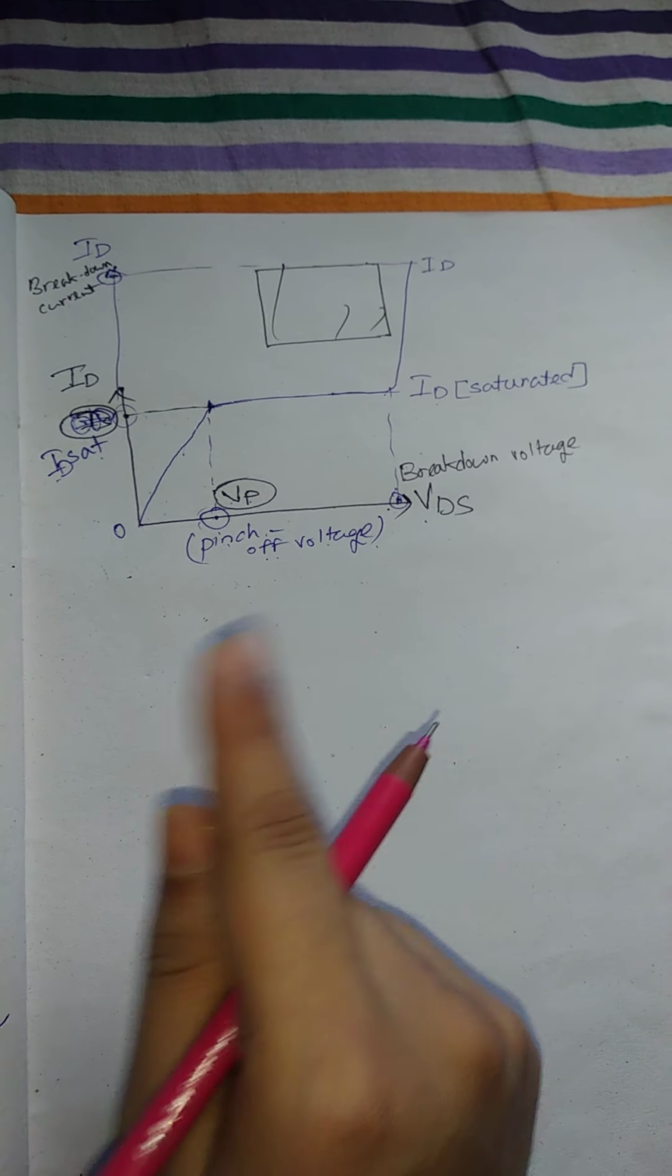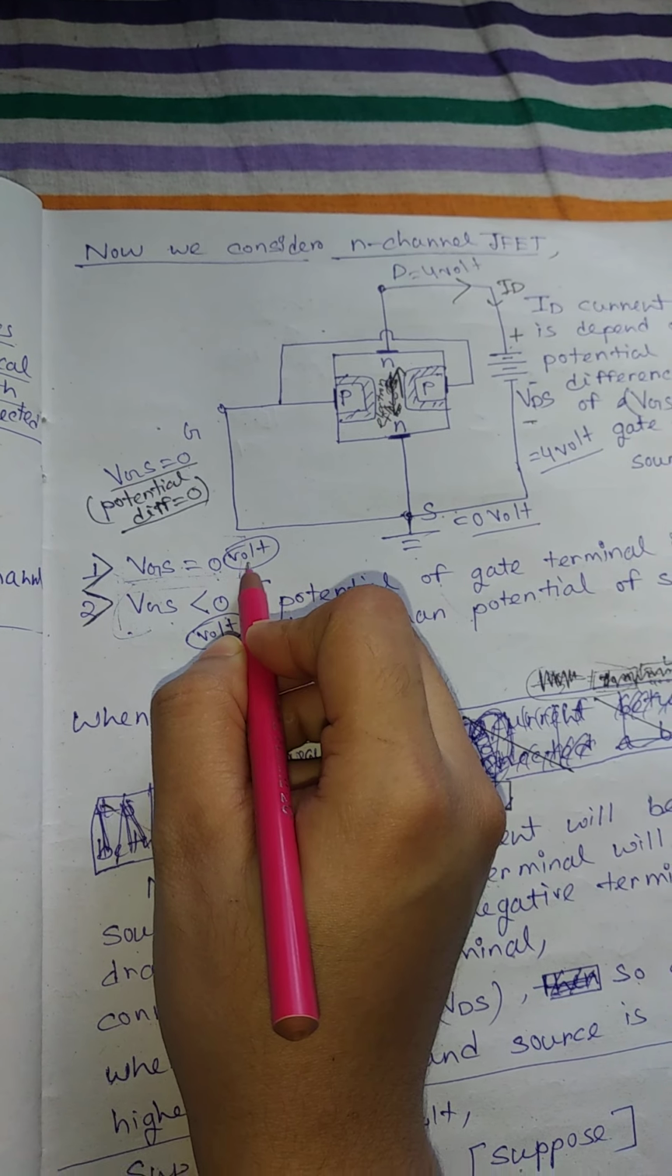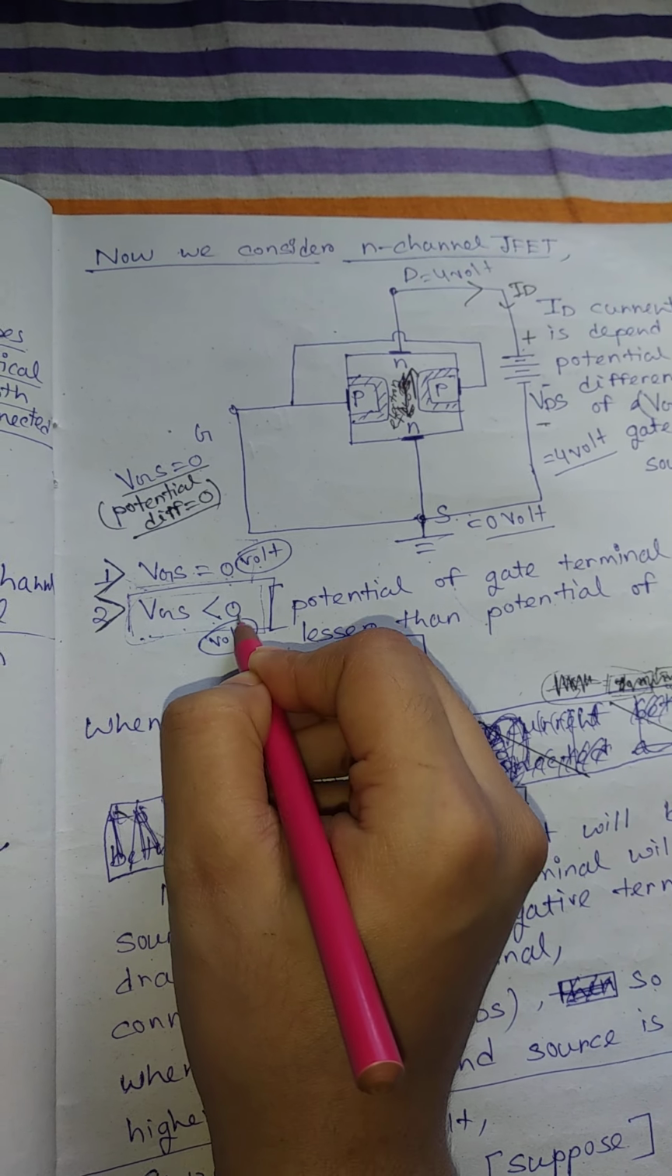This is for the first condition, VGS equals 0 volt. In the next video, I will discuss VGS less than 0.